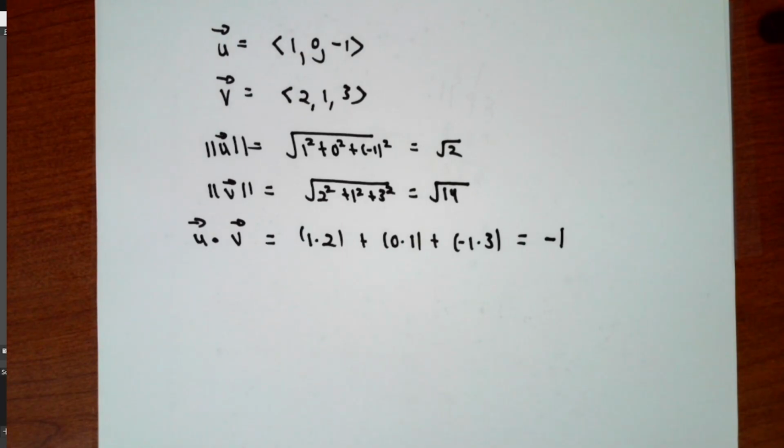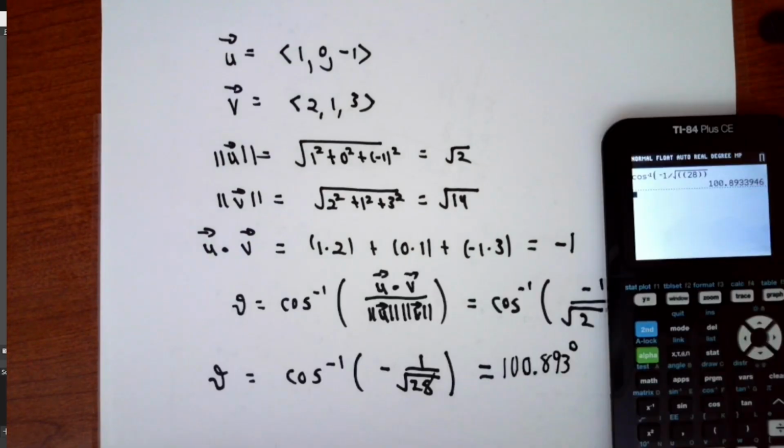The quantities that we'll need in order to calculate the angle are the length of vector u and the length of vector v, both of which we know how to calculate. And we also need to know this new thing, this dot product of u and v. This is straightforward to calculate. Which, according to my calculator, is about 100.893 degrees.